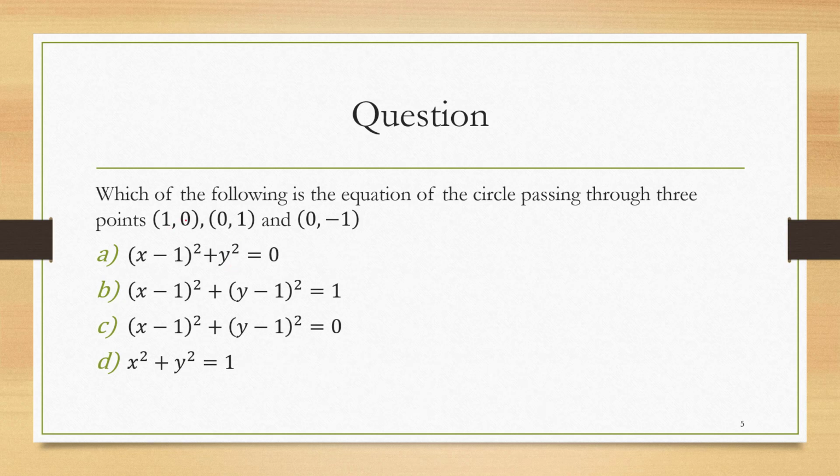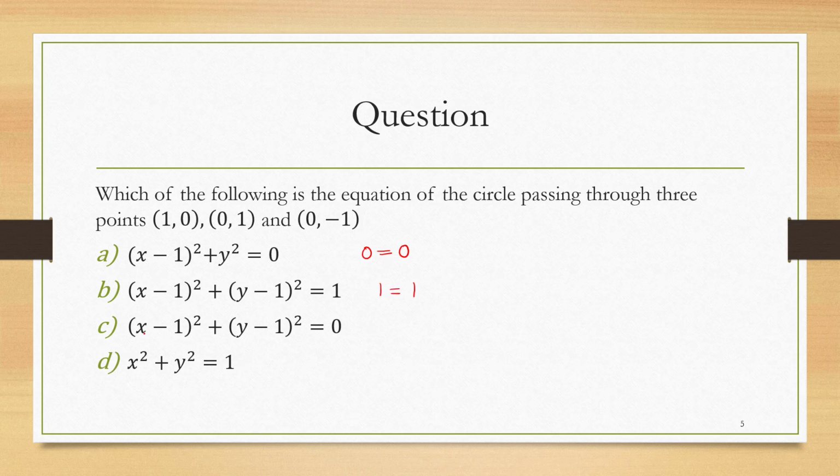put x equal to 1 and y equal to 0 in all the 4 options. When I am putting x equal to 1 and y equal to 0 in option 1, I get 1 - 1, 0² = 0 + 0. I get 0 equal to 0. Move to the next option. We get 1 - 1, 0² = 0 + 0 - 1, 1² = 1. So we get 1 equal to 1.